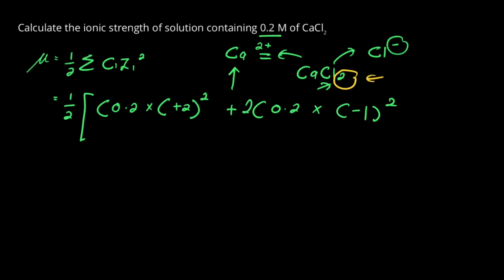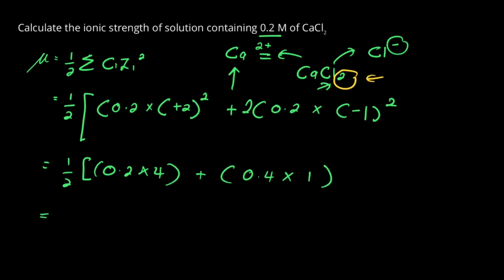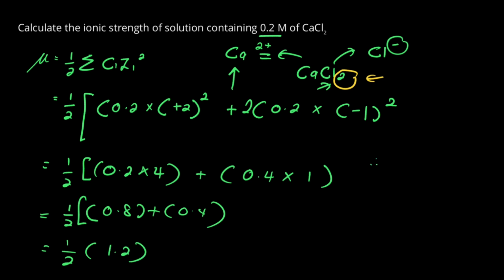So since you have 2 chlorine, you need to times 2. Right? So since you times 2, it's going to be half of 0.2 times 4 plus 0.4 times 1. So at the end, it's going to be half times 0.8 plus 0.4, so it's going to be half times 1.2. So you will get your final answer, which is equivalent to 0.6. So this is the final answer for this question.